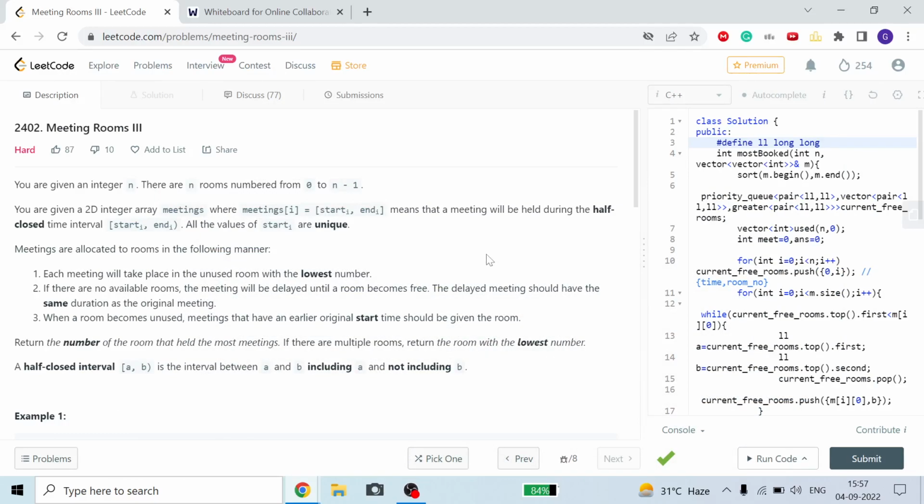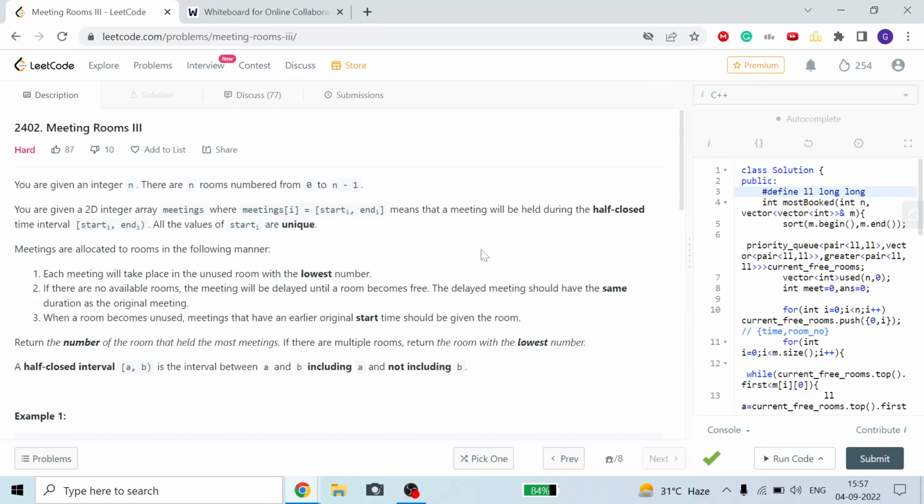Today we are going to discuss the Meeting Rooms III problem of LeetCode. Okay guys, so let's move on to the problem. This is a very good problem. It contains a very good use of priority queue.